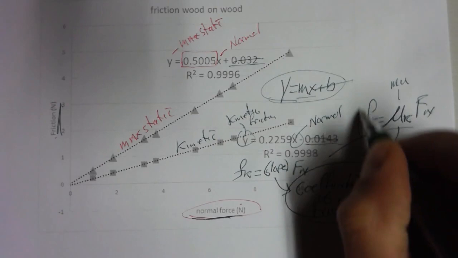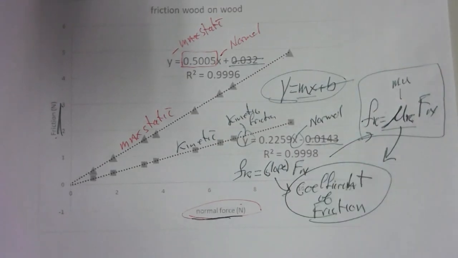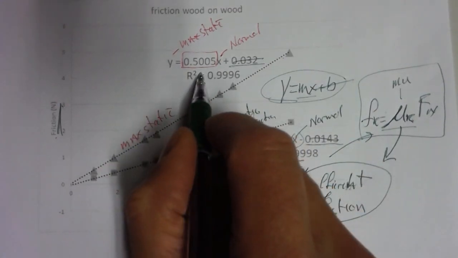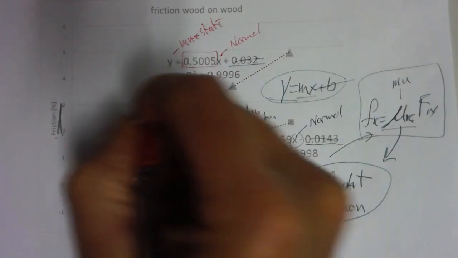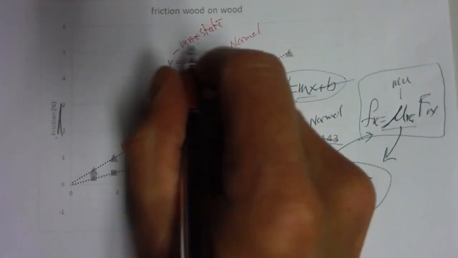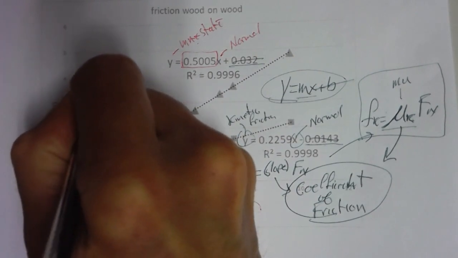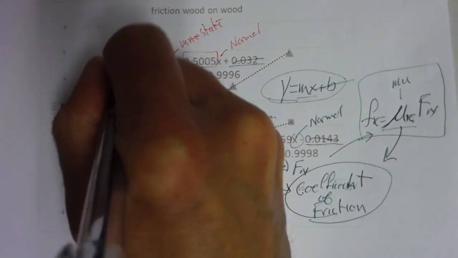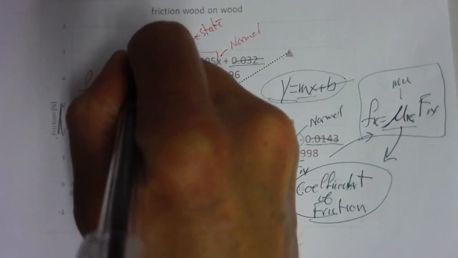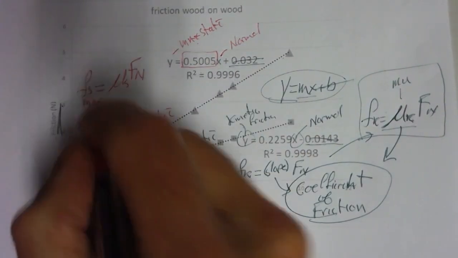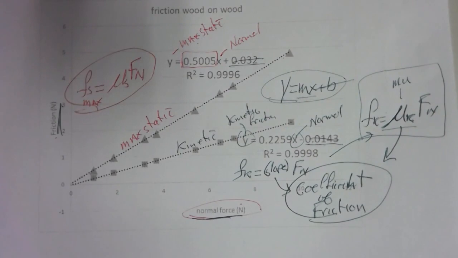All right, so we get this equation that can tell us kinetic friction. And likewise, for static friction, we got that same thing. But this is only for the max. We've got Fs max equals mu s Fn. So that will tell you the maximum amount of static friction right when it breaks free.